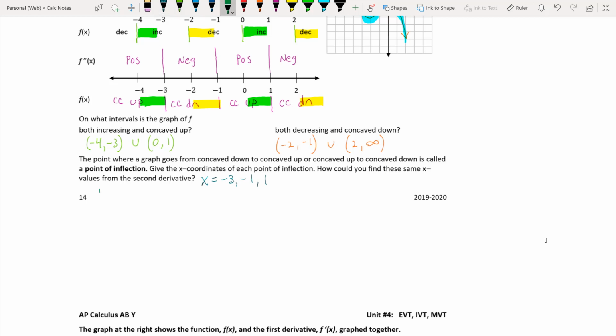Okay, to find a point of inflection, we want to find where f double prime is equal to 0. Okay, not too bad, is it?